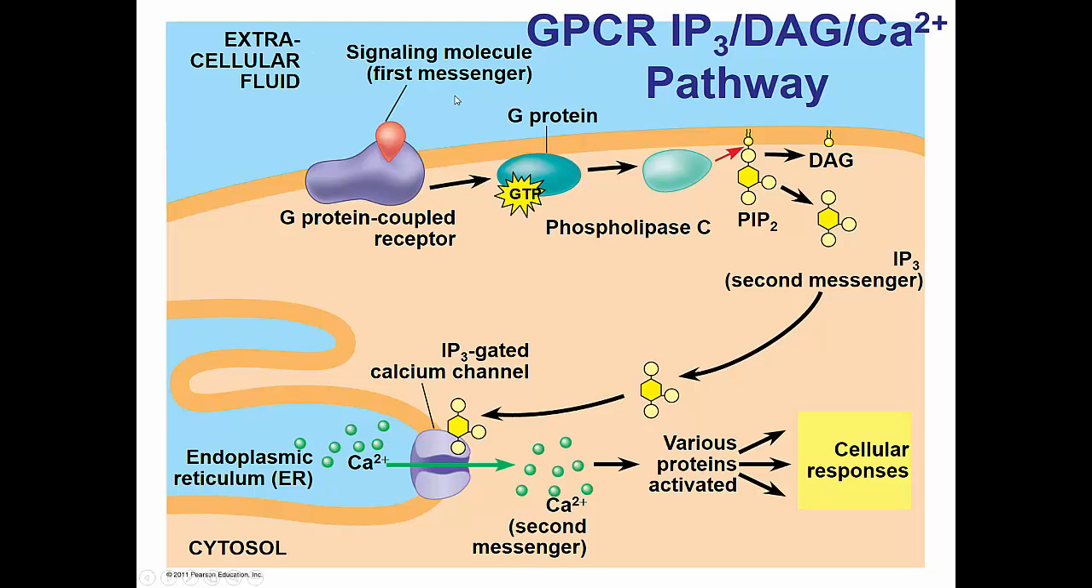One example of this pathway is where the signaling molecule is angiotensin. This is a signal that helps us maintain a constant blood pressure, so this is a pathway involved in control of blood pressure. Here, the signaling molecule, like angiotensin, binds and activates the G protein coupled receptor. The G protein coupled receptor then activates the G protein by causing it to bind to GTP.